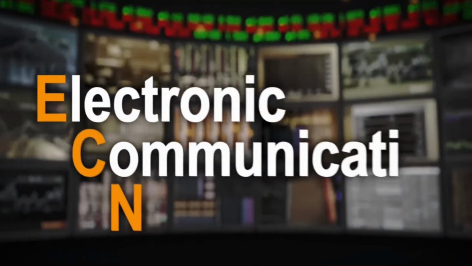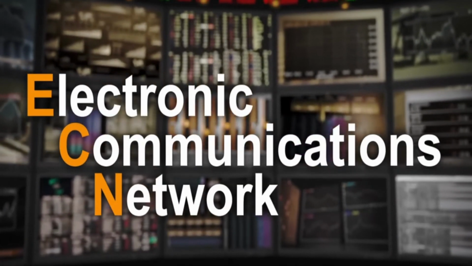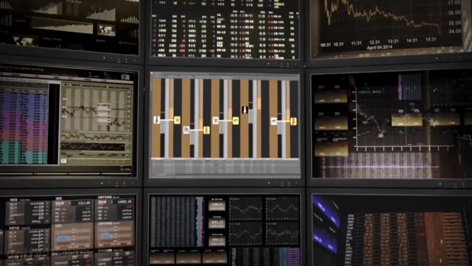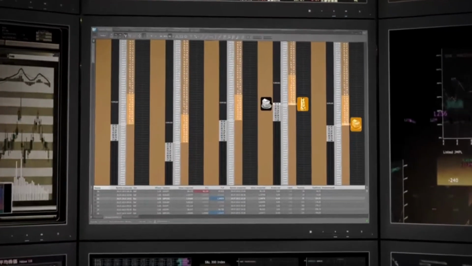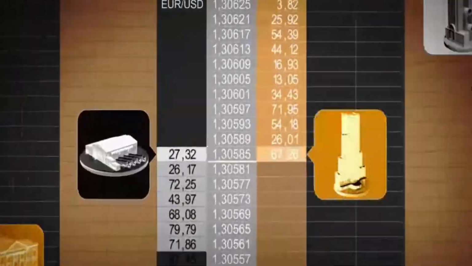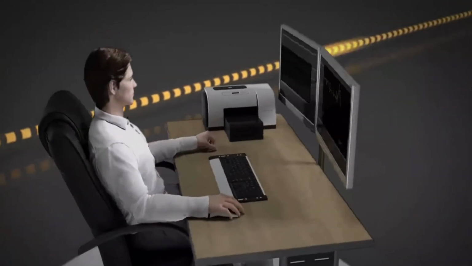Electronic communication networks automatically match customers' buy and sell orders. So let's say you want to buy yen at 140. They automatically find the best matching price. They gather the prices from market makers, banks, and even other traders who use the ECN. Whenever a sell or buy order is made, it is matched up to the best price.